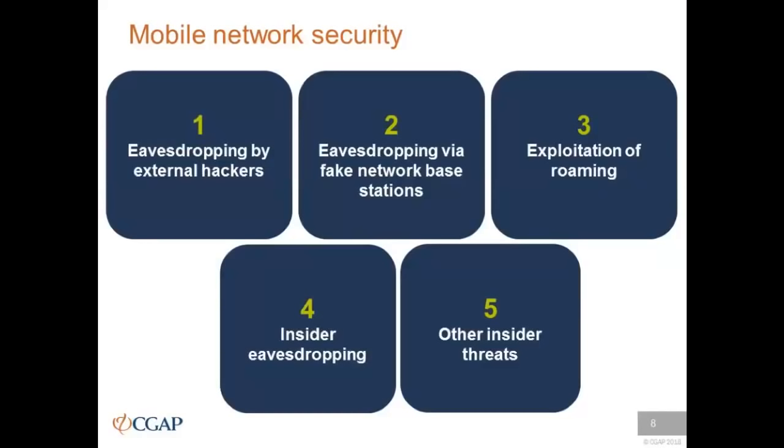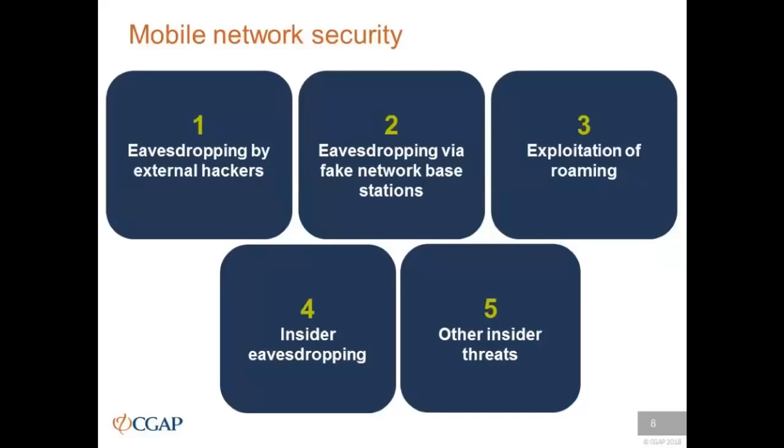Eavesdropping via fake network base stations. So a fake mobile network can appear, which is disguised as a legitimate one, and which allows criminals to intercept the communications to cell towers. There's exploitation of roaming. So a mobile network's roaming surface can be misused to launch attacks from anywhere in the world, from the comfort of a coffee shop, wherever you may be. Insider eavesdropping. So mobile operator staff and contractors can listen to the communications between the cell towers and the MNO systems. And there's also other insider threats. So sophisticated criminals inside the MNO, or indeed the DFS operator, can eavesdrop on communications between the internal systems.